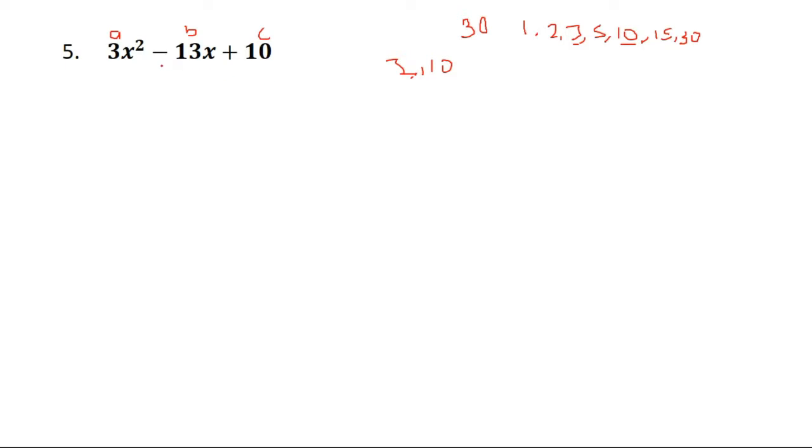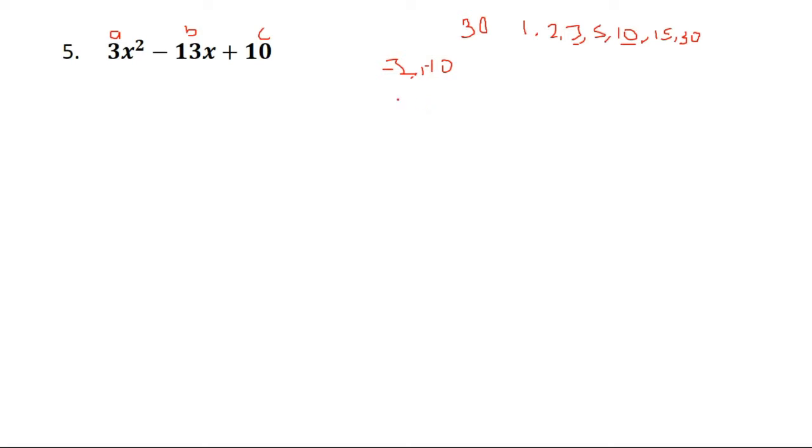But you can see from here that when you multiply them, you should get 30. When you multiply, you are getting 30, so that is right. But when you add them, you should get minus 13. But when you add 3 to 10, we are getting plus 13. So it means that we have to negate both of them. So you negate 3, you negate 10. Remember, when you multiply negative 3 by negative 10, you are getting positive 30. So that will satisfy that condition. When you add negative 3 to negative 10, you are going to get negative 13. So that will also satisfy this condition.